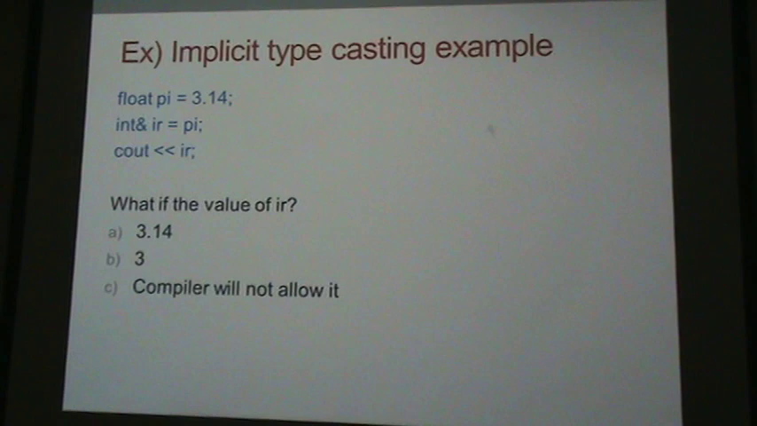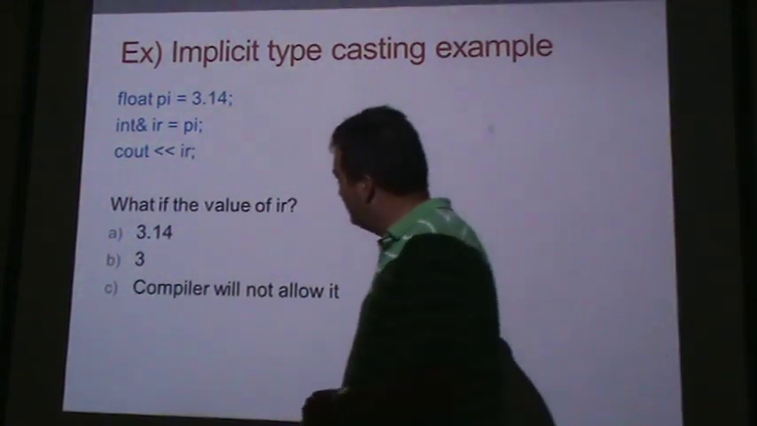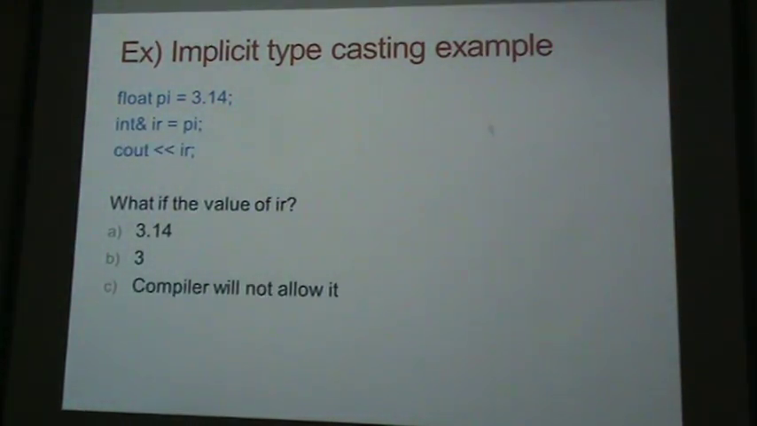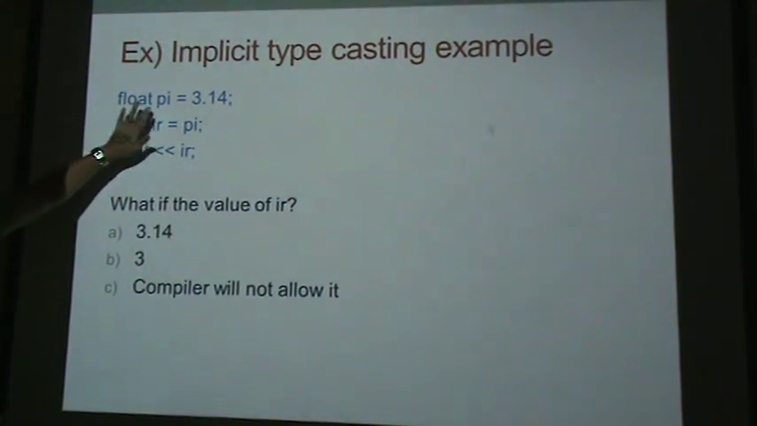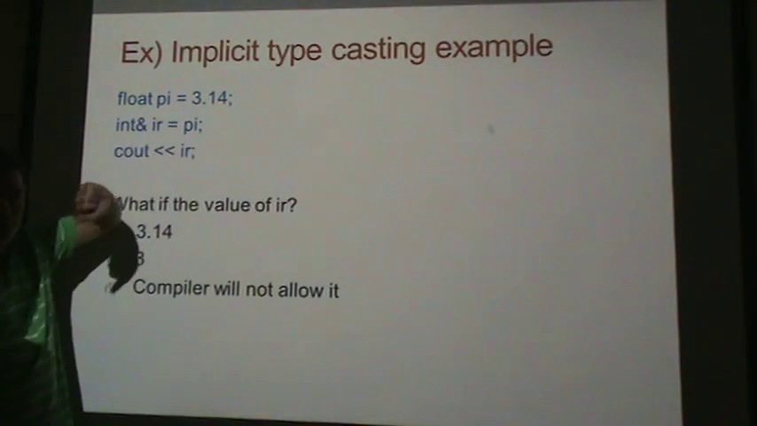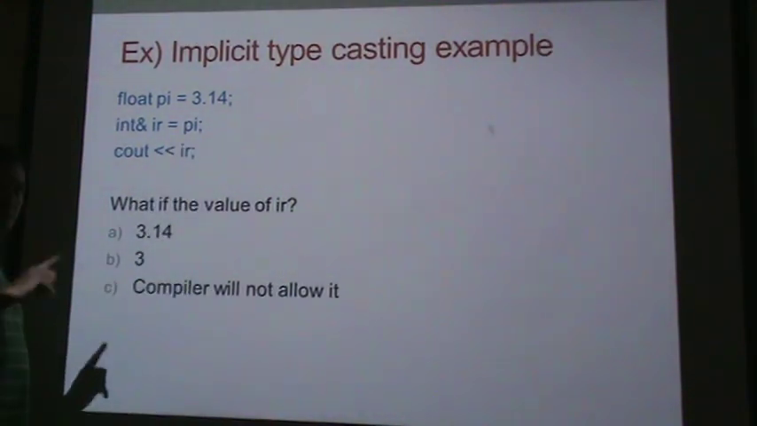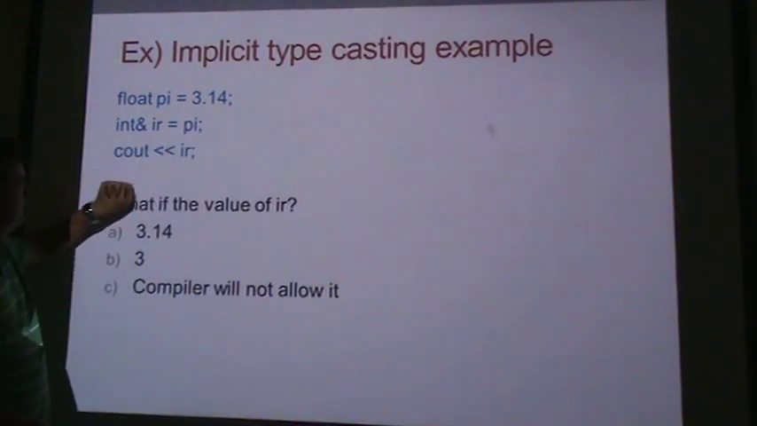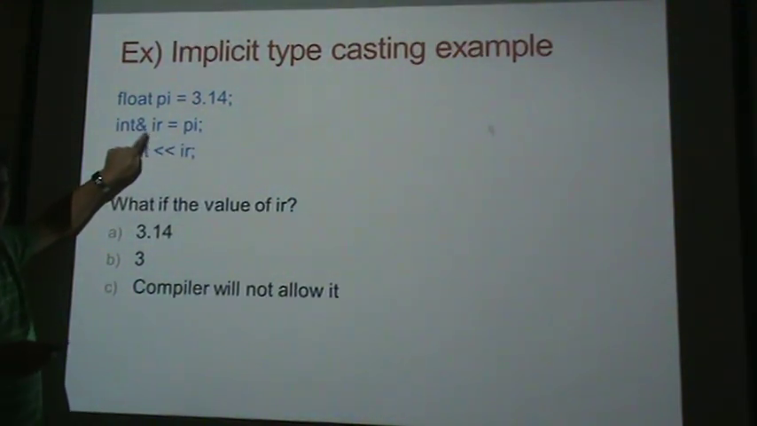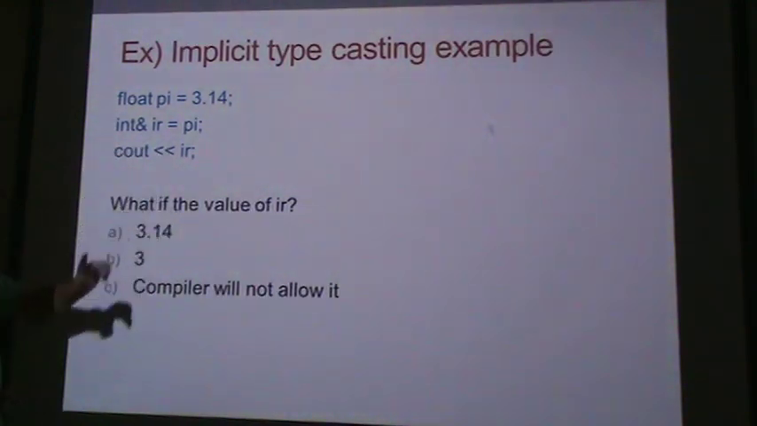Okay, so let's go over an example that has nothing to do with classes. But let's say we had code like this. We have a float called pi equal to 3.14. And now we have a reference, IR, an integer reference. So I'm using the letters IR, and I'm saying that's equal to pi. So I'm using IR to refer to pi. Pi is a float. IR refers to an integer. And then I print out IR.